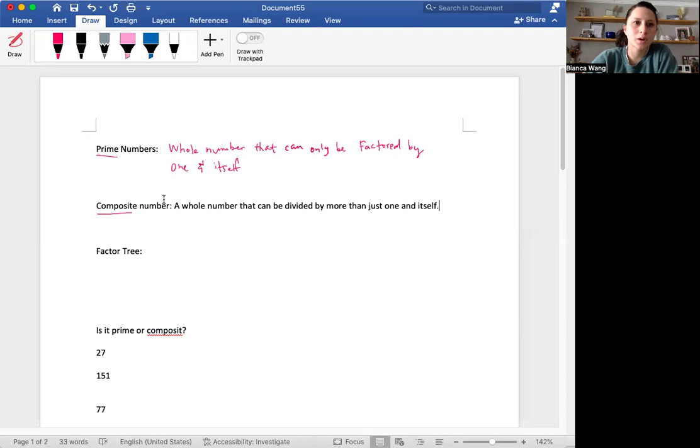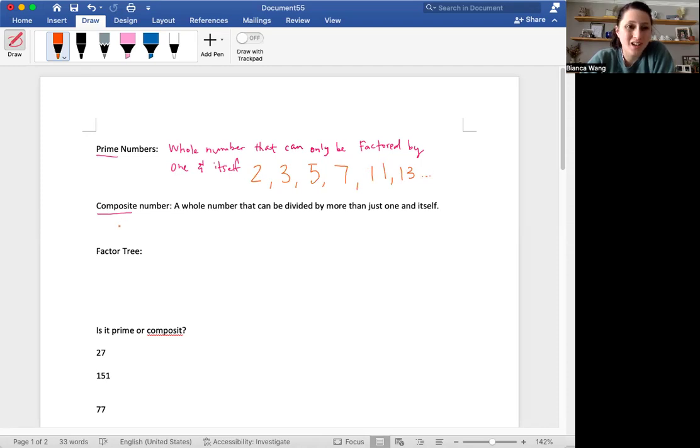Some examples of prime numbers would be 2. 2 can only be divided by 1 and itself. 3, 5, 7, 11, 13. And if you want to go ahead and Google a picture of prime numbers, you'll see a whole list of prime numbers, which are numbers that can only be divided by one and itself.